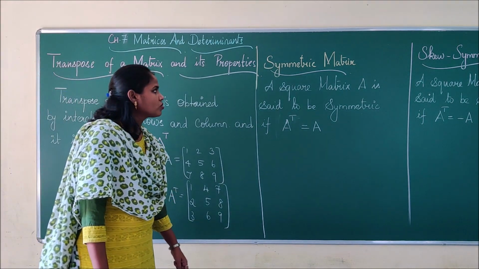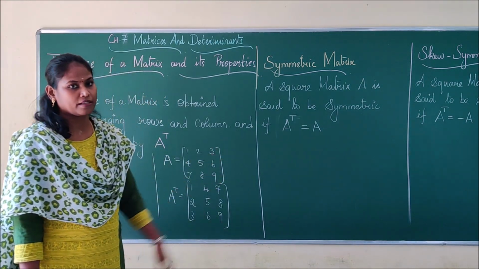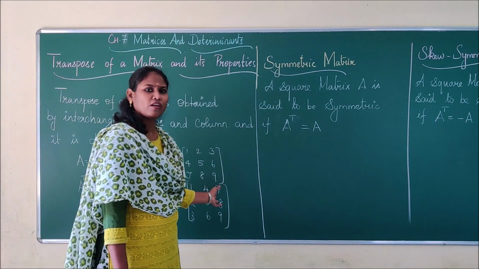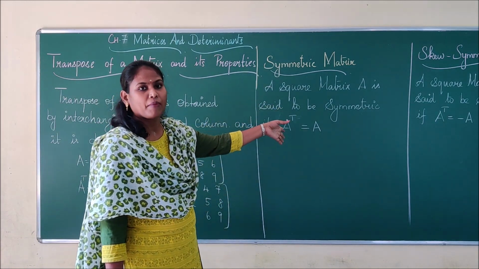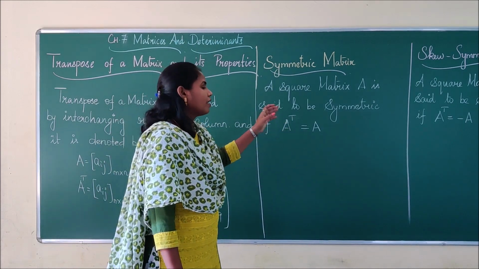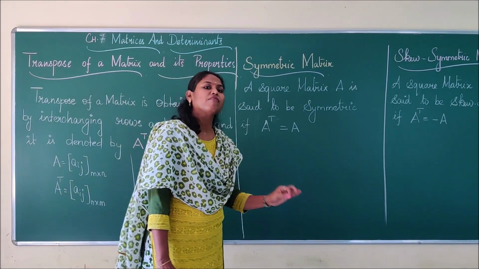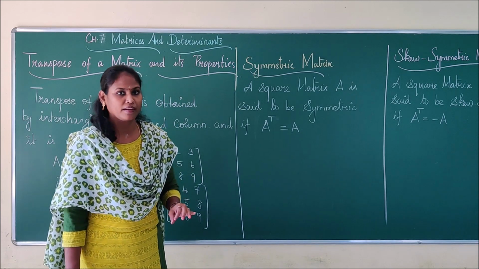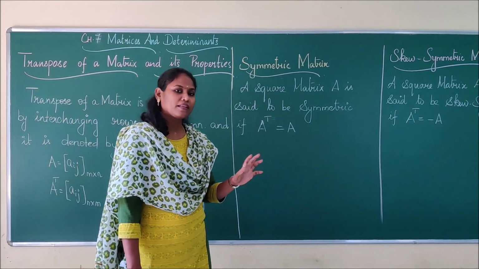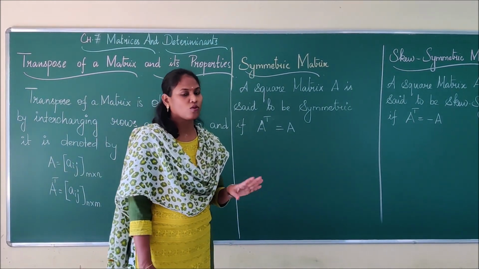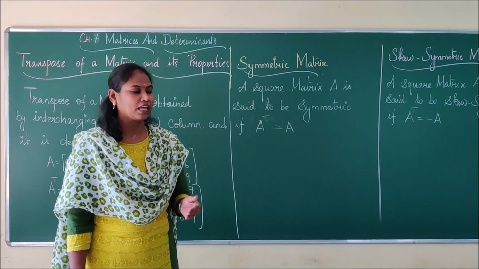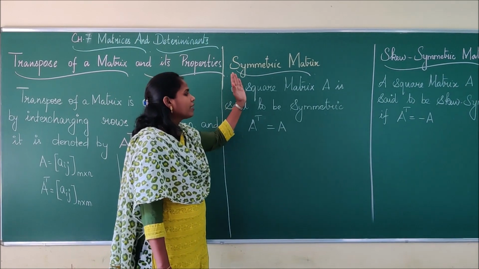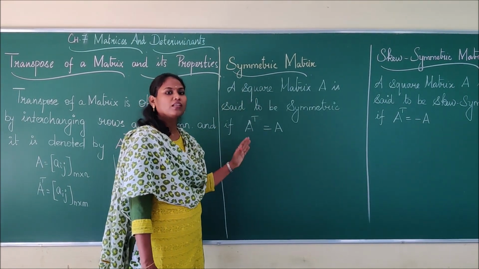Next, what we are going to see is the symmetric matrix. This is one of the properties of a transpose, and when we say a matrix is a symmetric matrix, the main condition is that the given matrix must be a square matrix. The matrix A should be a square matrix. You know what a square matrix is? In a square matrix, rows and columns must be equal. So the symmetric condition exists only for a square matrix.